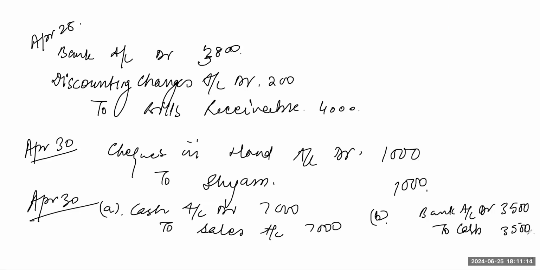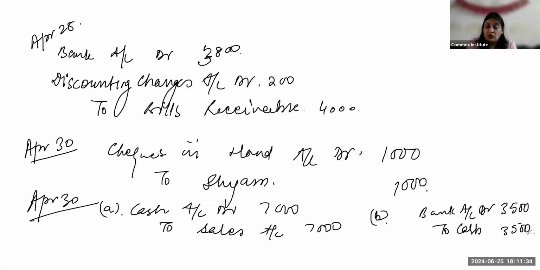So ma'am, we can write this in one entry as well. Yeah, cash account debit 3,500, bank account debit 3,500 to sales 7,000. Yes. And in this manner also, A and B. Okay.